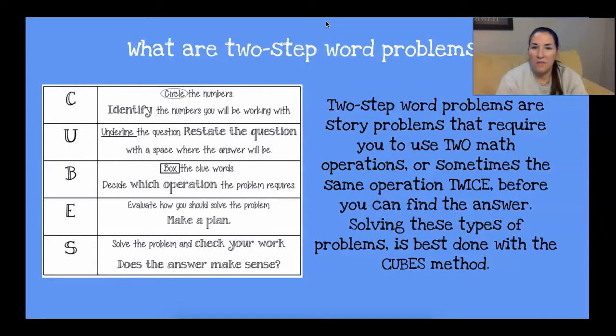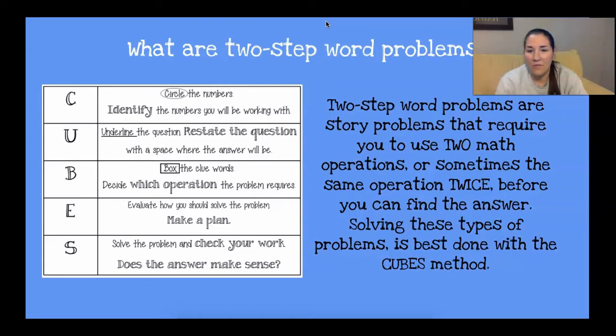So C is going to be circle the numbers, which is going to help you identify the numbers we're working with. U is for underline the question, to restate the question with the space where the answer will be. So we'll talk about that, but we're just making sure we're understanding what the question is asking us. B is when we're going to box the clue words, and that's where we're going to decide which operation the problem requires. So are we adding, subtracting, multiplying, or dividing? E means we're going to evaluate how we should solve the problem and make our plan.